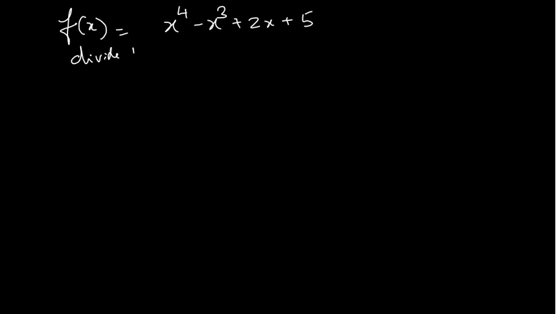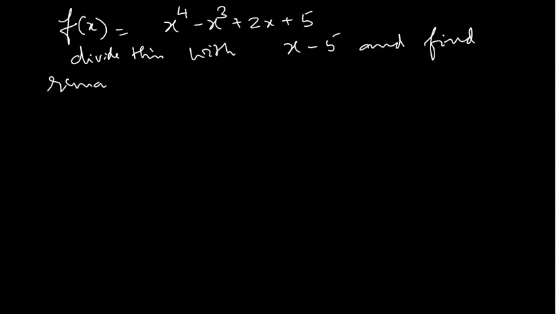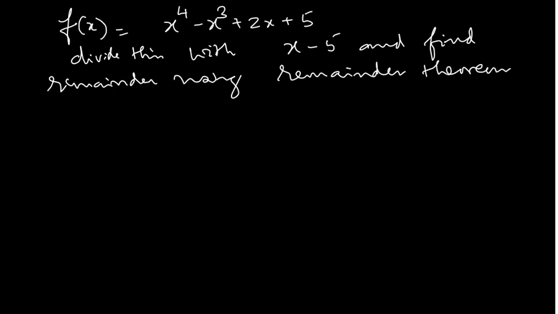So f of x is x to the power of 4 minus x cubed plus 2x plus 5, and divide this with x minus 5 and find the remainder using the remainder theorem. So this is the question. Okay.